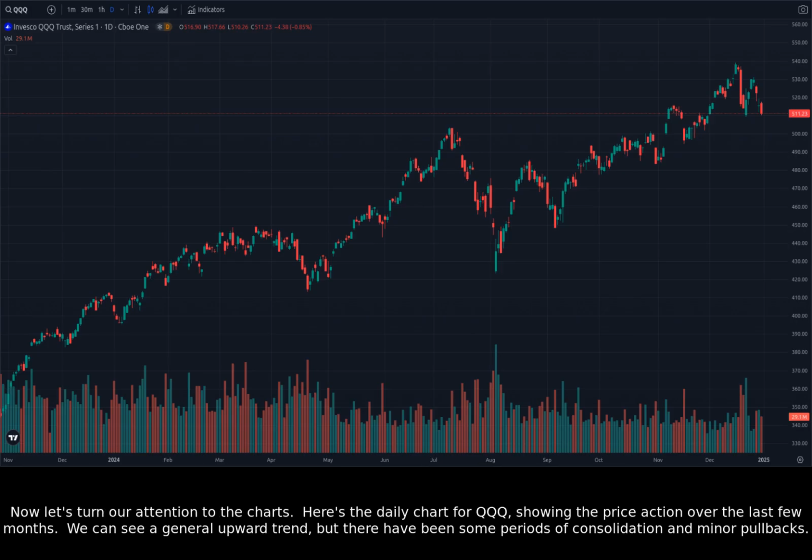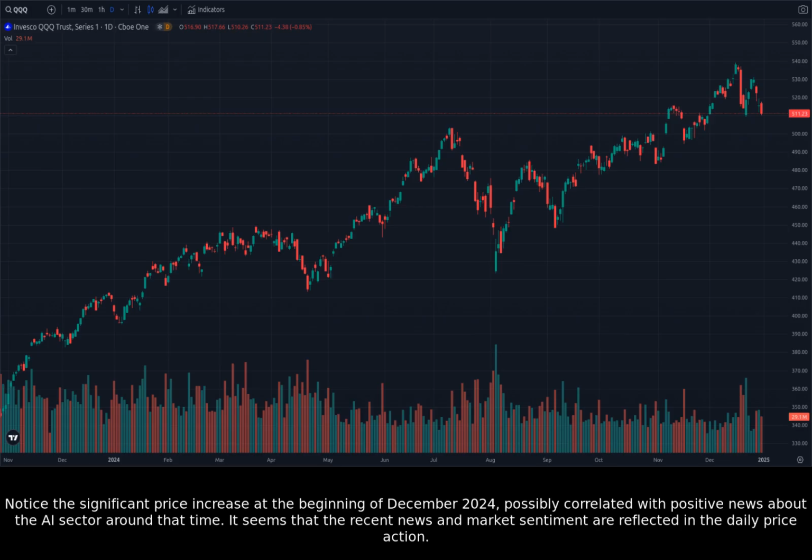Now let's turn our attention to the charts. Here's the daily chart for QQQ, showing the price action over the last few months. We can see a general upward trend, but there have been some periods of consolidation and minor pullbacks. Notice the significant price increase at the beginning of December 2024, possibly correlated with positive news about the AI sector around that time. It seems that the recent news and market sentiment are reflected in the daily price action.